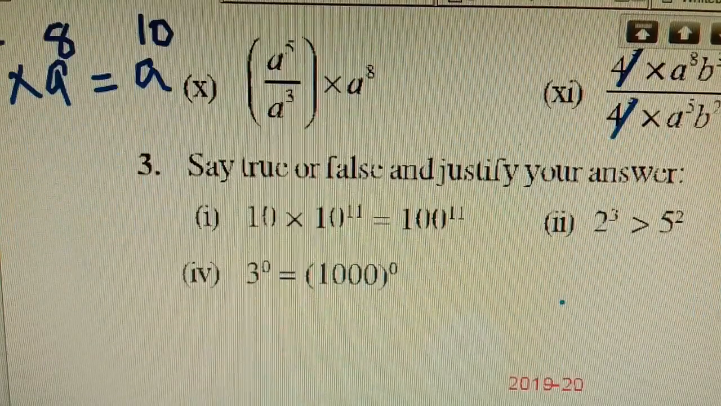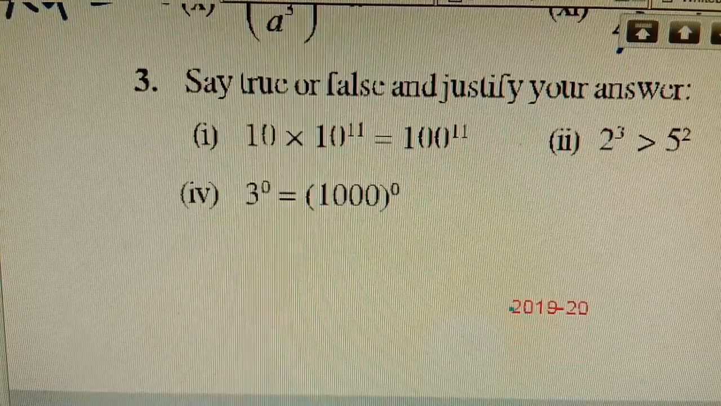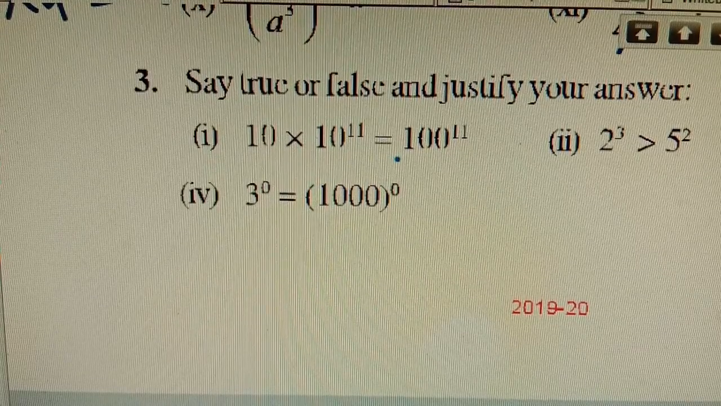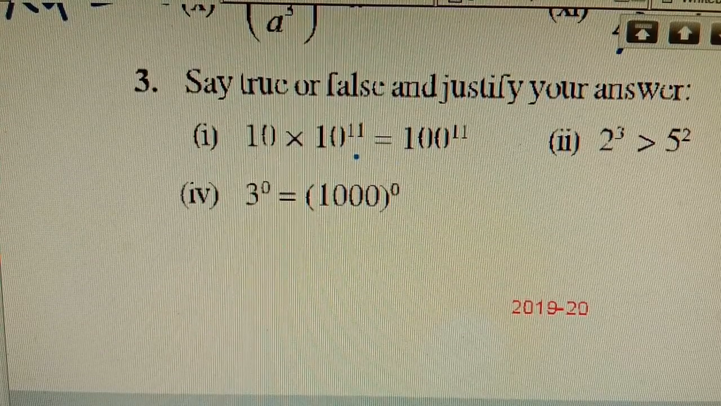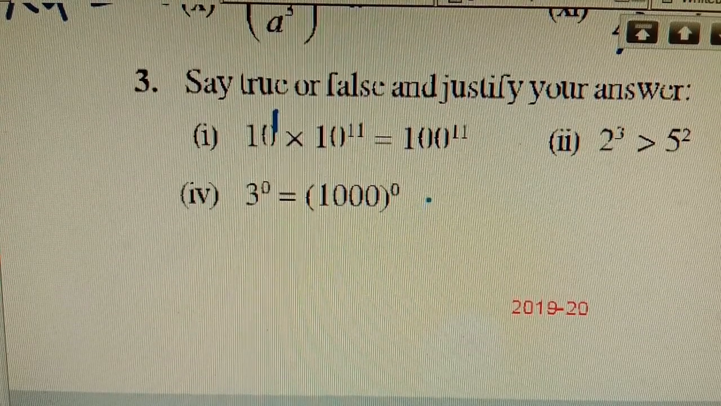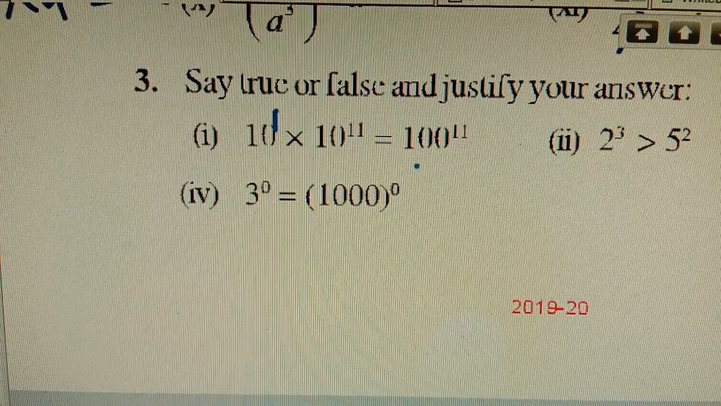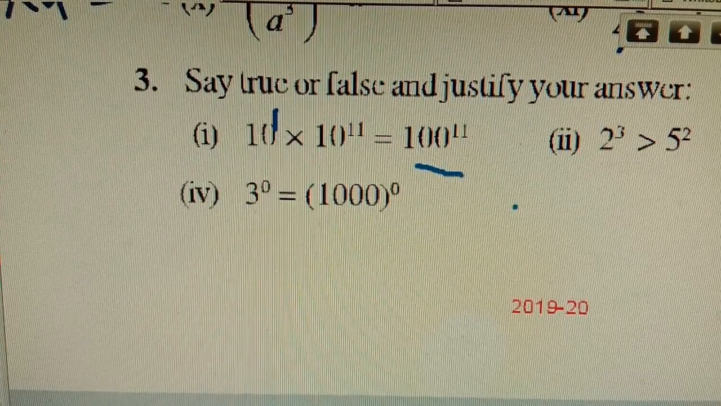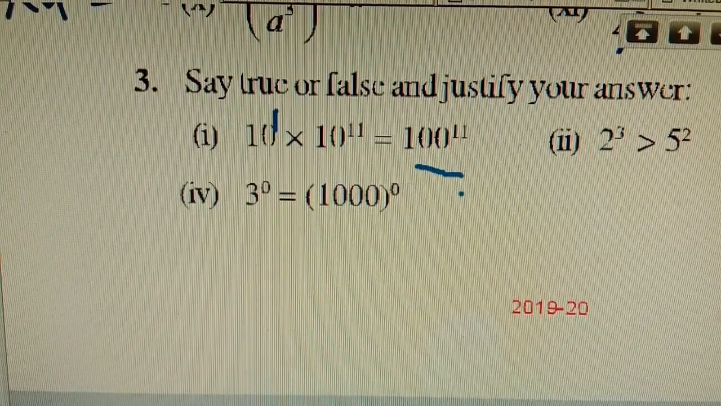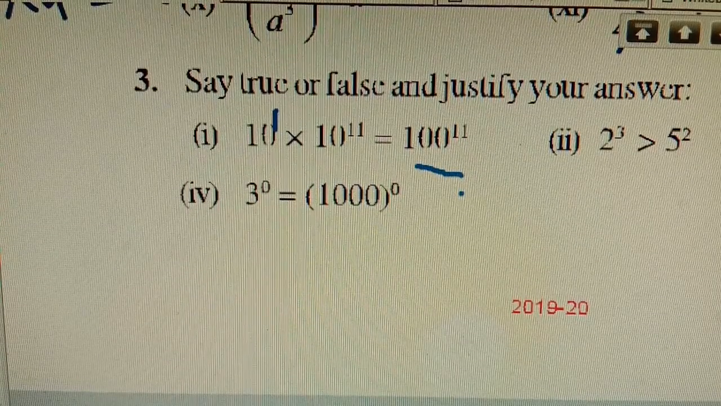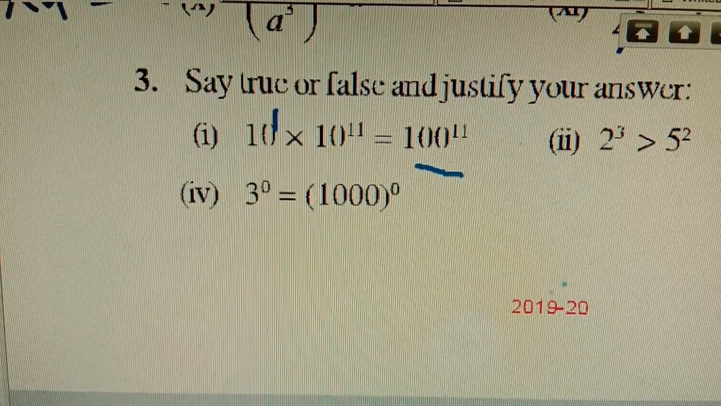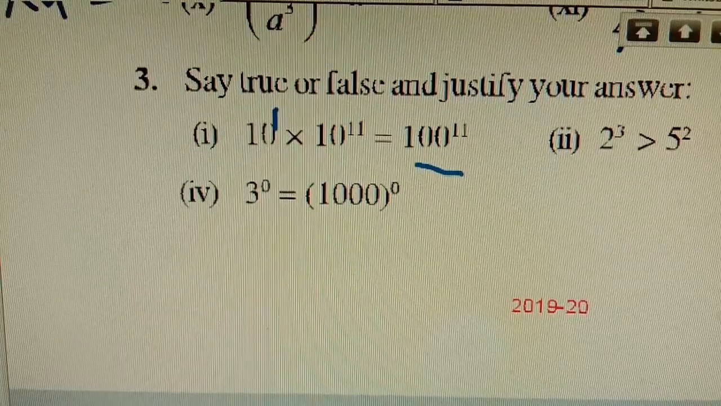Now the next question, say true or false. Here 10 to the power of 10 into 10 to the power of 11, that is 10 to the power of 11 plus 10, that is 21. But it is 100 to the power of 11. 10 to the power of 21 and 100 to the power of 11 are not the same. 100 to the power of 11 means 100 we multiply 11 times. 10 to the power of 12 means 10 we multiply 12 times. Anyway, those two are not the same. So the answer is false.